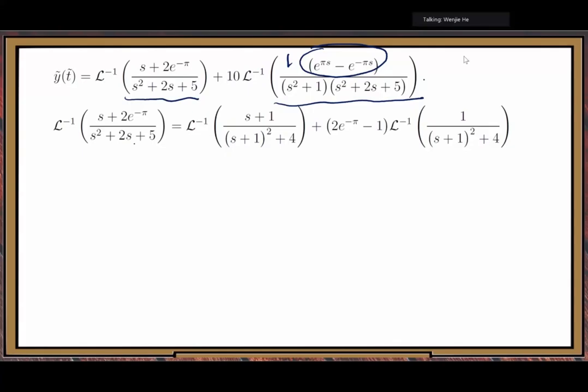The first one: because the denominator you want to write in complete square version, after that, 4. So s plus 1. So there is a shifting. How to handle this plus 1? The first shifting theorem, right. So the constant part, this part.